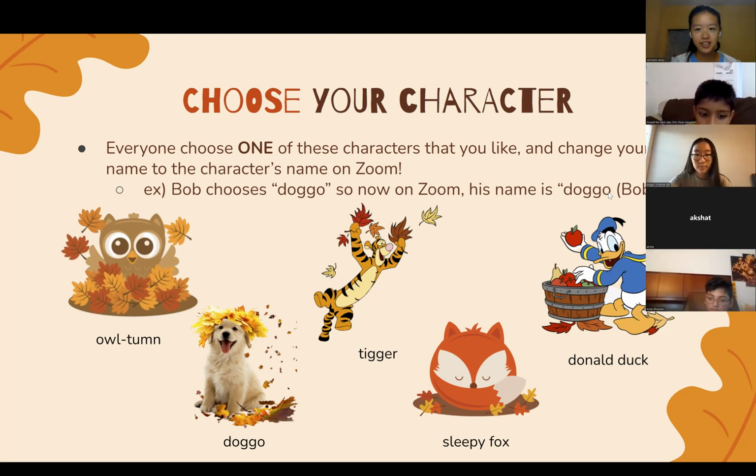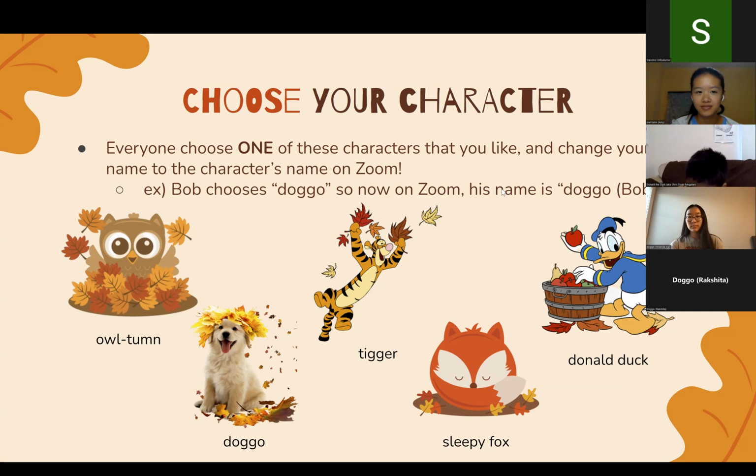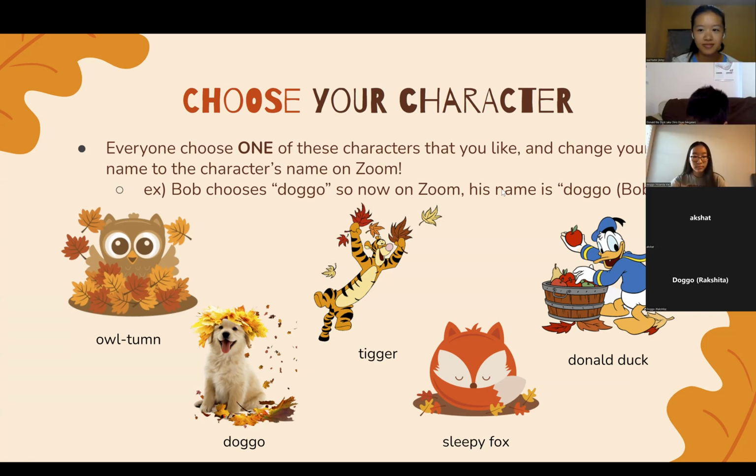Okay, so you can sort of see your icon, like the words where your camera would be. If you right click, there should be, at the bottom of the dialog that pops up, a place to rename. So right click on yourself and then click rename. Or you could go to the 3 dots and then click rename. You can also go to the participants and find your name.